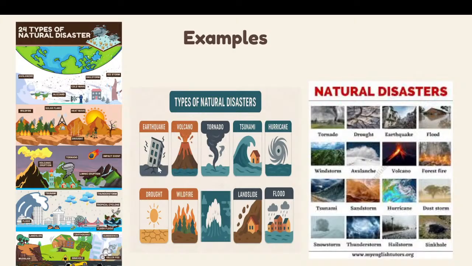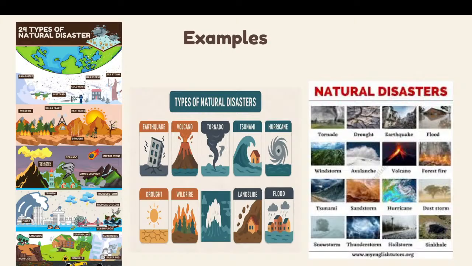The earthquake, see the building is collapsing. Volcano, there's lava coming out here. Tornado, it's like a little twister. Tsunami, big waves. Hurricane, strong winds on water. Drought, it's very sunny. Wildfire, there's fire in the forest. Landslide, you can see the mud falling on the house. Flood, lots of rain. I think this is an avalanche. They didn't label it, but it looks like an avalanche.